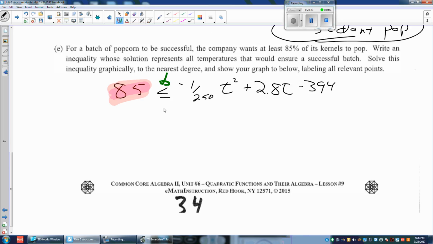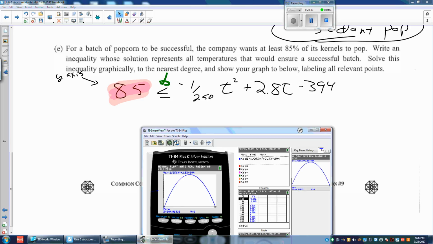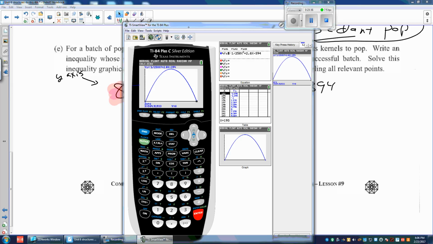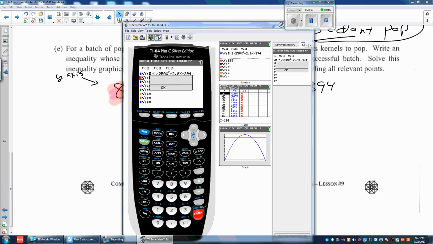Now remember, this is the y-axis. And it says solve graphically. So we grab our calculator. I already have that equation typed into our calculator. What am I going to do? I'm going to also have y equals another equation, y equals 85. Okay, we can deal with that, but wait, this is an inequality. So let's go over the inequality side. And 85, when we hit enter, the color is red.